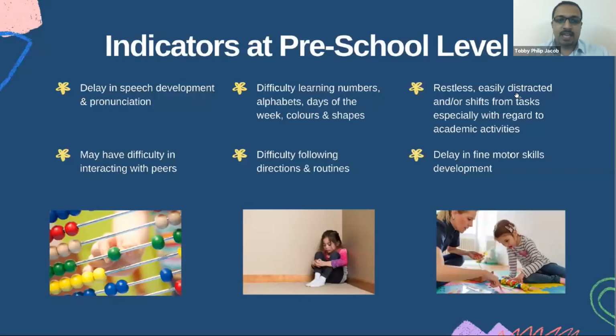It means delay in speech, language and pronunciation, and difficulty learning numbers, alphabets, days of the week, colors and shapes. It means the basic concepts. Then the child might be restless, or cannot shift from task to task properly with regard to an academic activity, and may have difficulty interacting with peers. They might have difficulty following directions and routines, and may make errors with fine motor tasks. Okay, so these are the indicators at the preschool level.